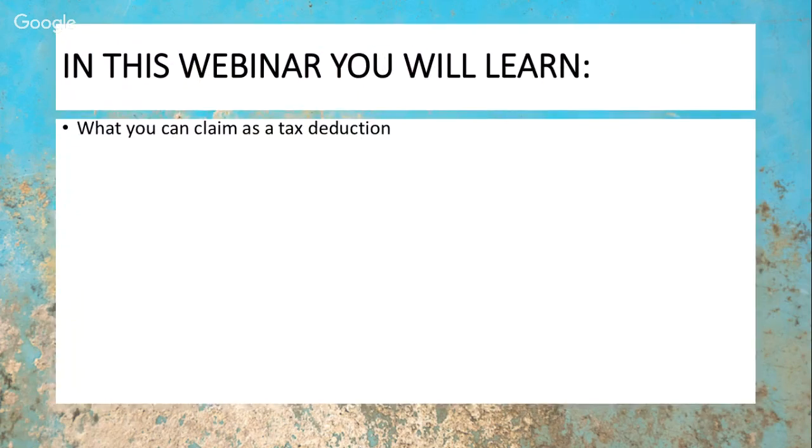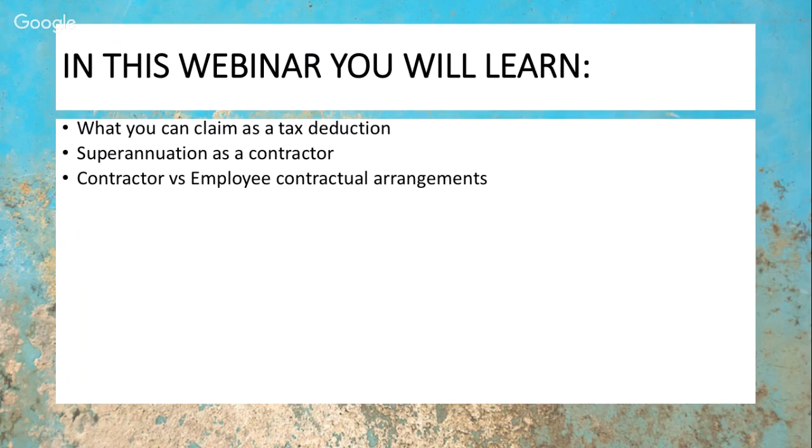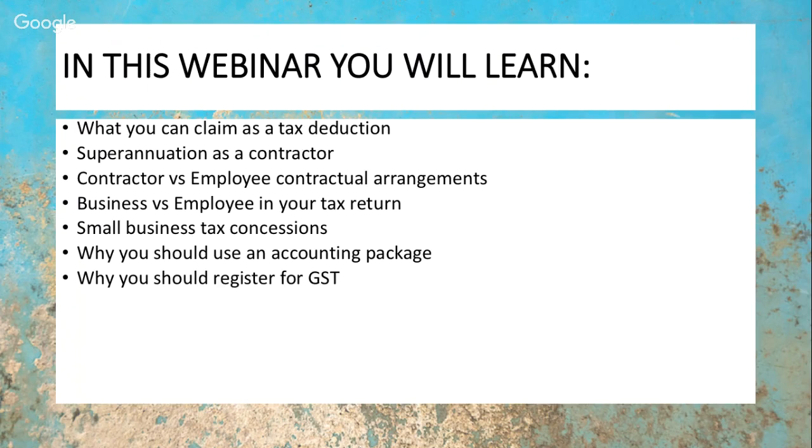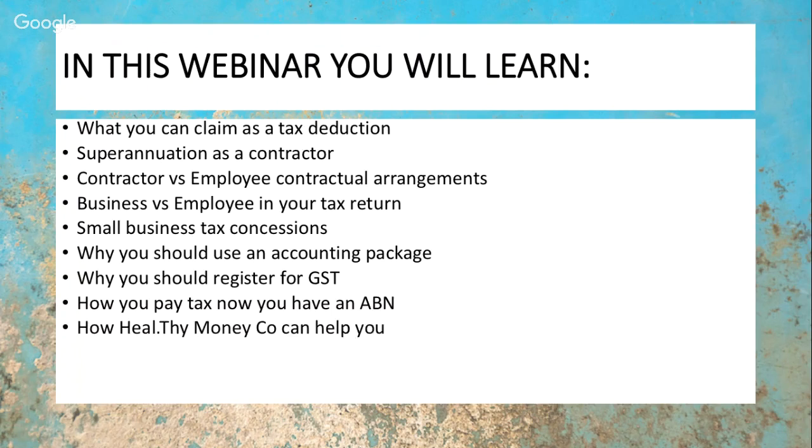Okay, in this webinar, you will learn what you can claim as a tax deduction, superannuation as a contractor. We'll run through contractor versus employee as a contractual arrangement. We'll run through business versus employee in your tax return. Then we'll look at the small business tax concessions, why you should be using an accounting package, why you should register for GST, and also how you pay tax now that you have an ABN.